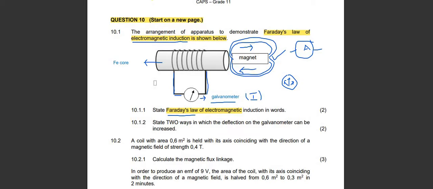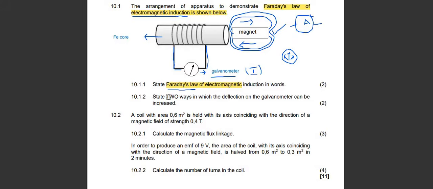So the induced EMF in this conductor is equal to the rate of change of magnetic flux linkage. And EMF simply refers to the voltage that will be detected within this circuit. So if you have current, you also have voltage flowing within that circuit, right? And then the next question says, state 2 ways in which the deflection of the galvanometer can be increased. So essentially they're asking you what's a way to increase the current in this system.